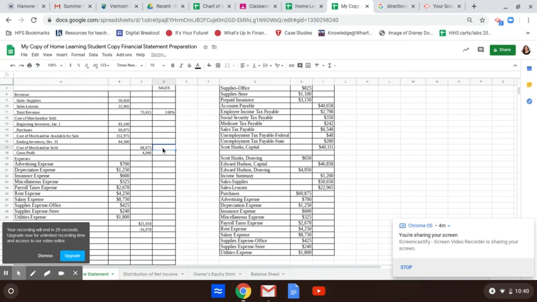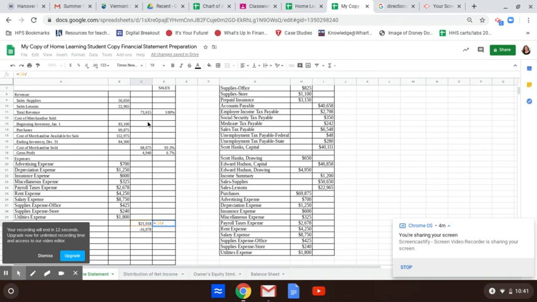Now, another thing that I want to do is figure out some percentages. I will always divide each of these numbers by the sales. So when I do that, as you can see me doing here, I'm figuring out how those sales dollars get spent.